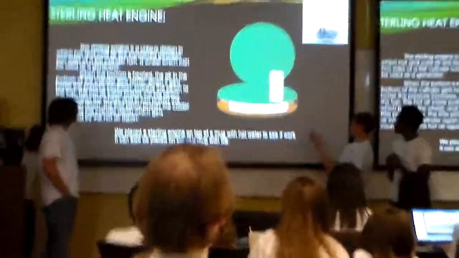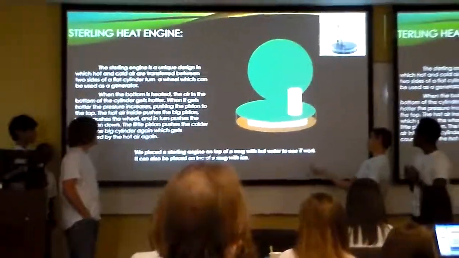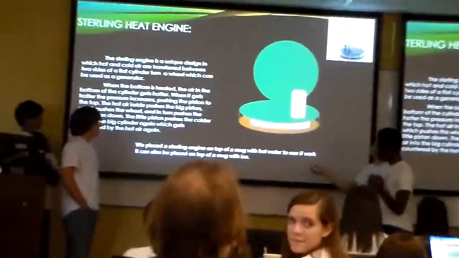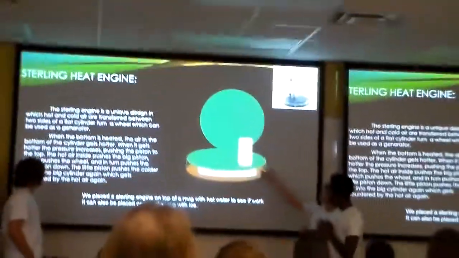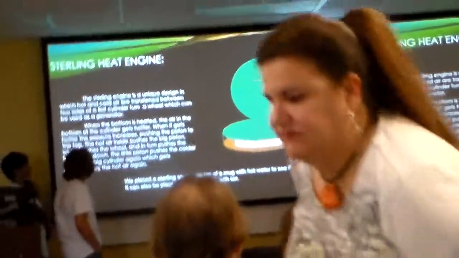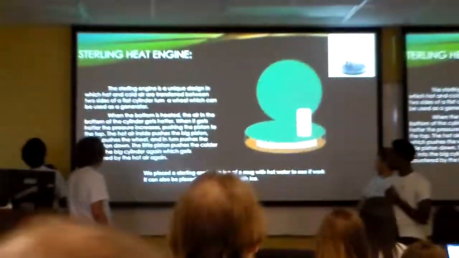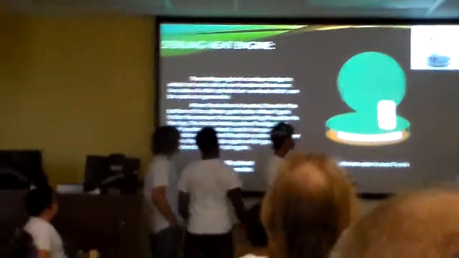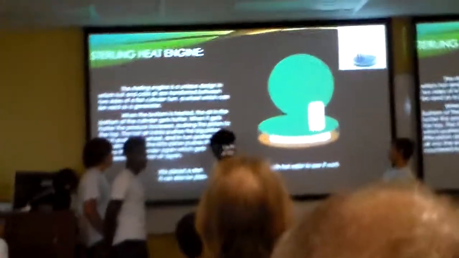It is an object used to create electricity, and what it is basically is beneath the cylinder engine on the top, and you put ice on top of it, and the wheel right here starts spinning, and then it's creating energy.